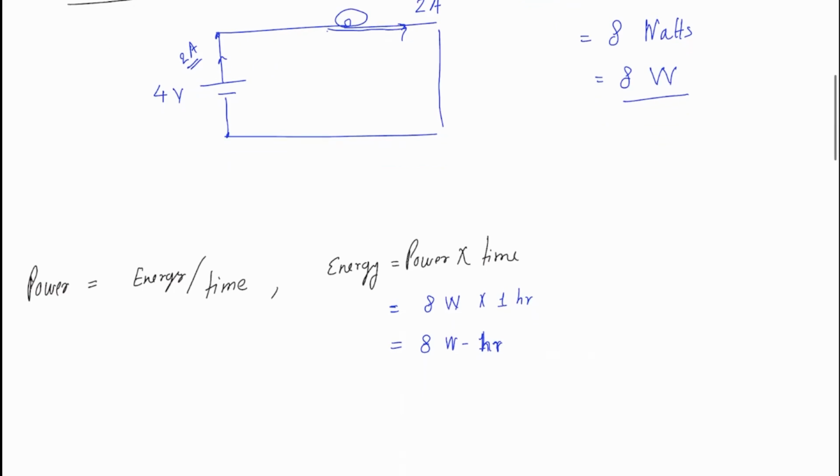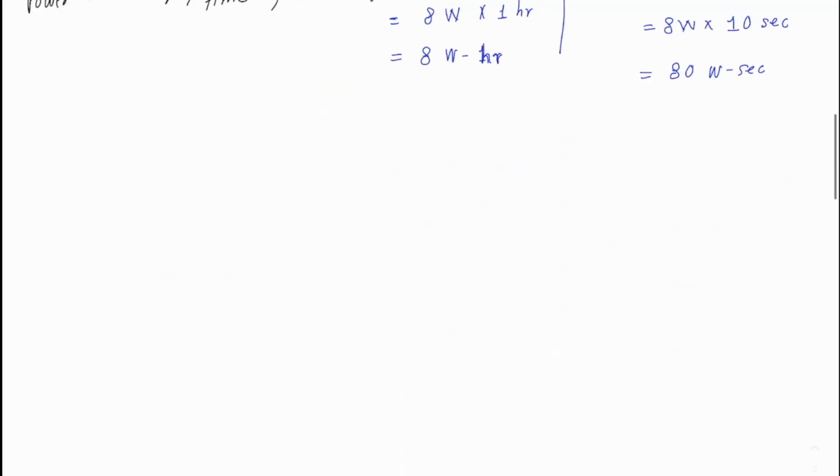If the time is given in seconds, and let's say it was on for 30 seconds, then the energy is power times time, and that is going to be 8 watts times 30 seconds. Let me choose a nicer number so that I can multiply this in my head. Let's say it was on for 10 seconds, so the answer is energy is 80 watt seconds. So that's how you use this formula.